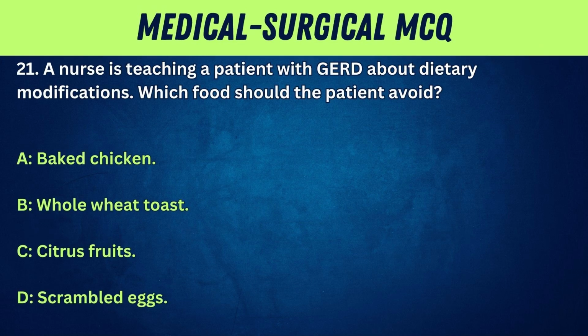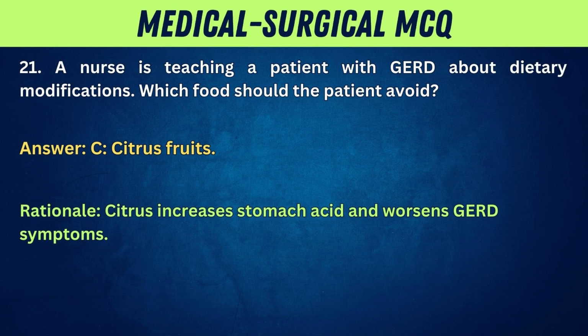21. A nurse is teaching a patient with GERD about dietary modifications. Which food should the patient avoid? A. Baked chicken. B. Whole wheat toast. C. Citrus fruits. D. Scrambled eggs. Answer: C. Citrus fruits. Rationale: citrus increases stomach acid and worsens GERD symptoms.